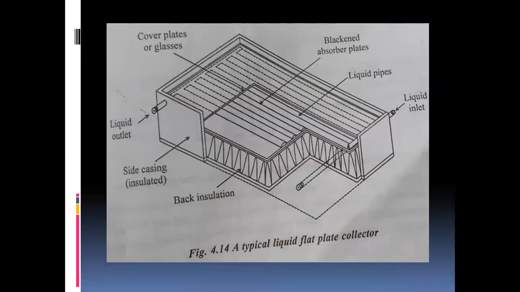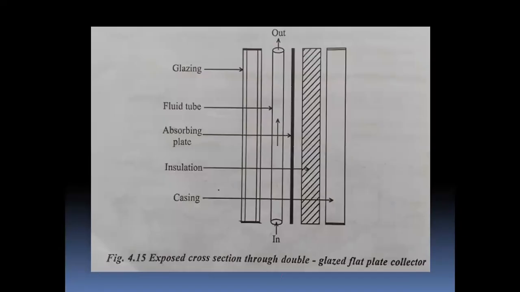Now, as you can see in this diagram, a typical liquid flat plate collector has components like black insulation, the side casing, liquid outlet, cover plate glasses, black absorber plates, liquid pipes, and liquid inlet. The liquid gets heated, and then the liquid outlet is there, and it takes that energy and exchanges it as a heat exchanger, and makes it usable.